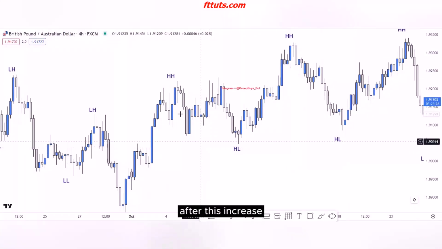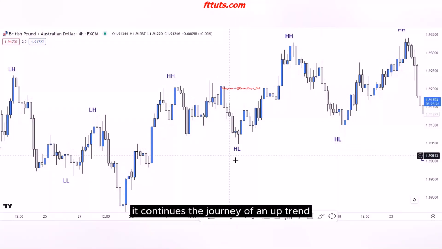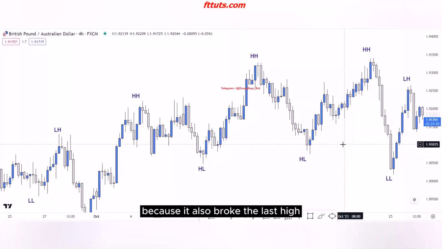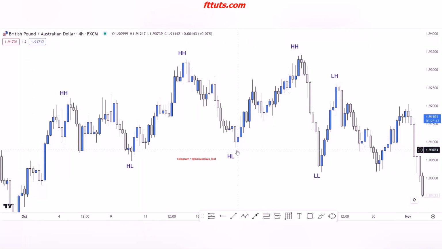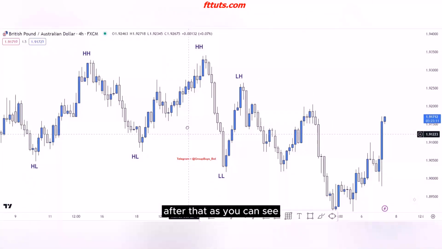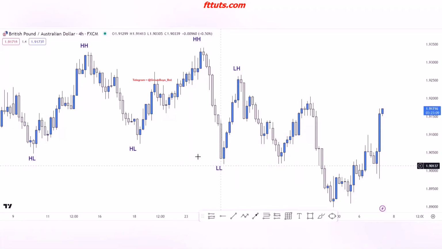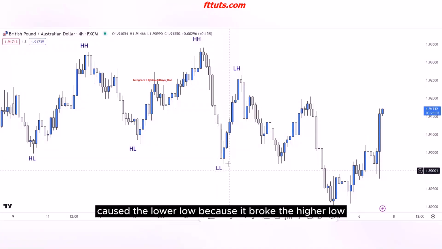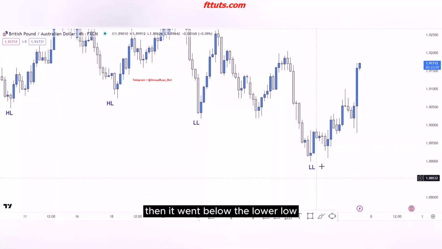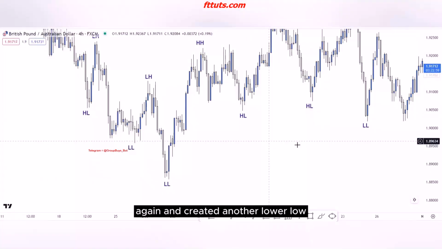After this increase, it continues the journey of an uptrend, creates a higher low, and continues to climb up and creates a higher high because it also broke the last high. Again, breaking the last high, a higher high. After that, as you can see, a decline began, causing the lower low because it broke the higher low. After that, it made a rise and created a lower high. Then it went below the lower low again and created another lower low.